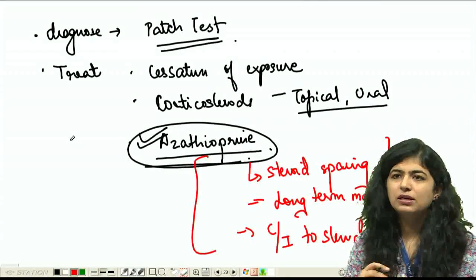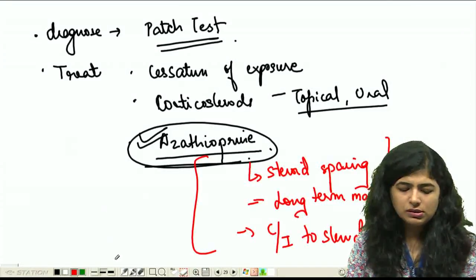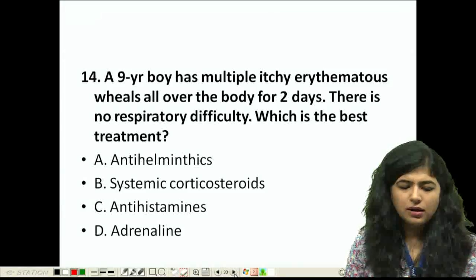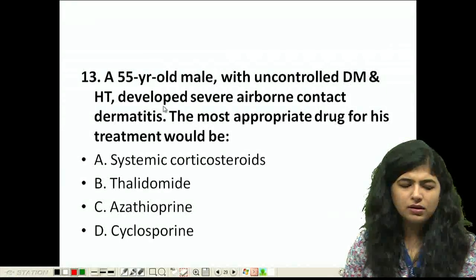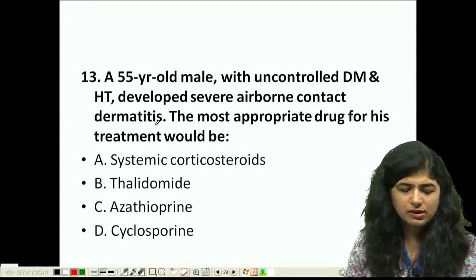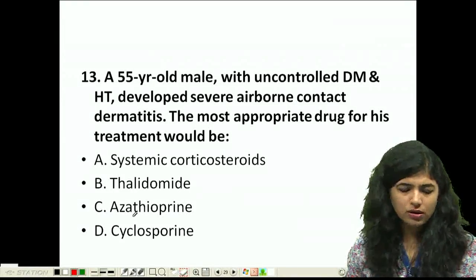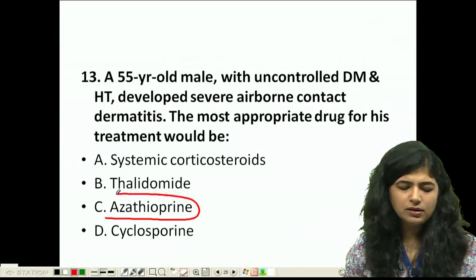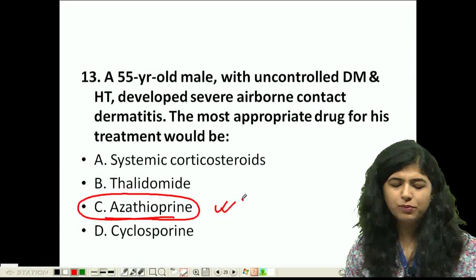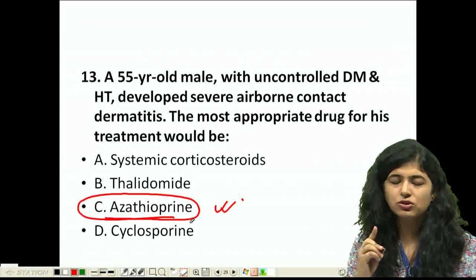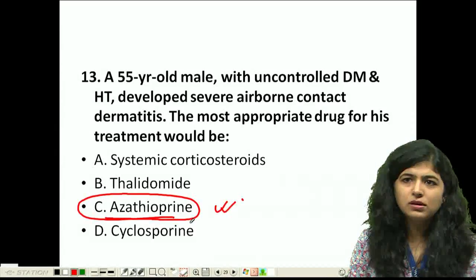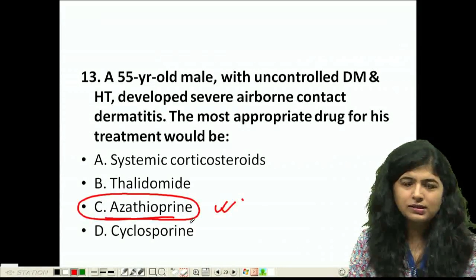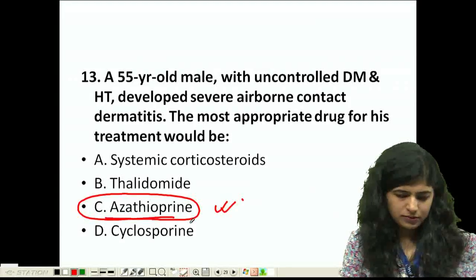In our patient, there is a contraindication to steroids. He is a diabetic, a hypertensive, but he has severe disease. So you cannot just give topical steroids. You have to give something oral. So when you give something oral, then you give azathioprine as the oral treatment of choice in a patient who has a contraindication to systemic steroids. Clear to everyone? Yes? Good.